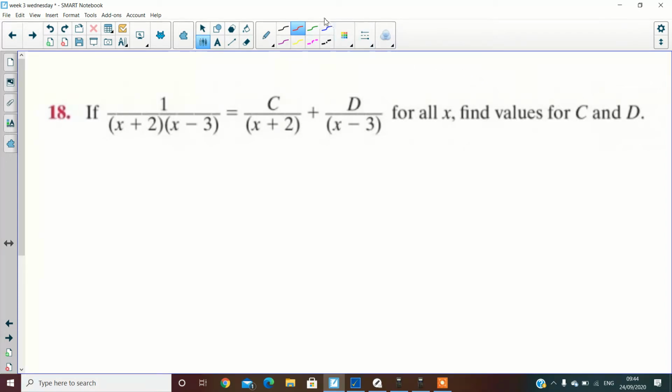The left side equals the right side. Everybody agree with that? Big equal sign in the middle. What's the next thing after that then? I need to get a common denominator. So what am I going to do to the left side?